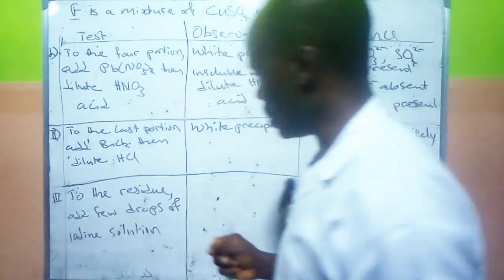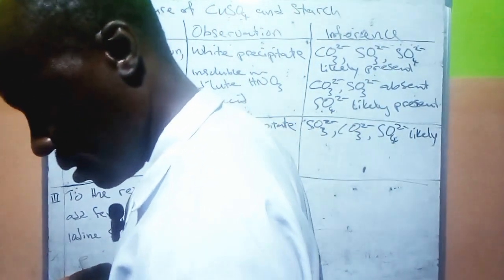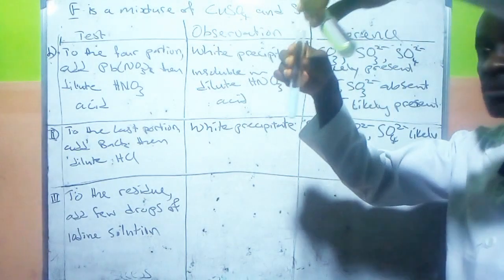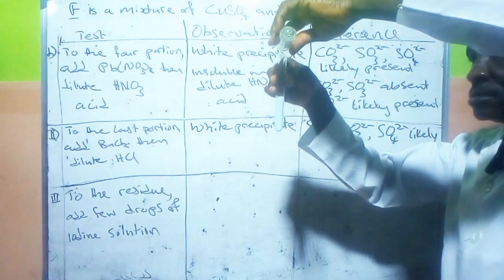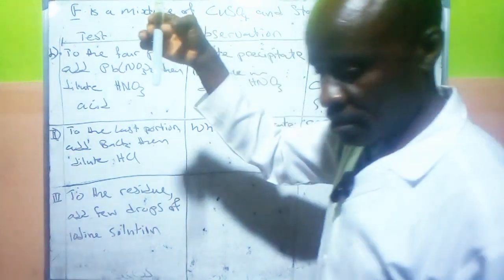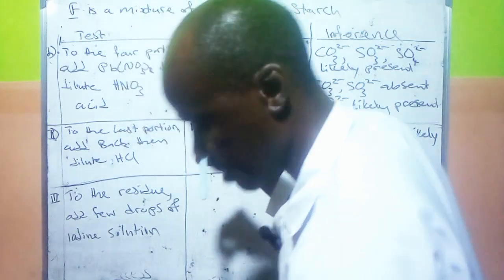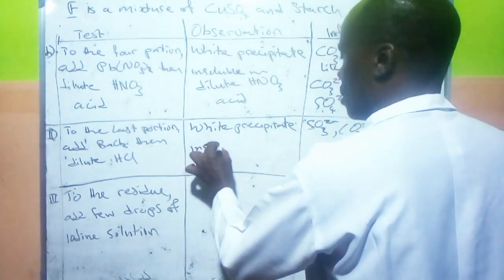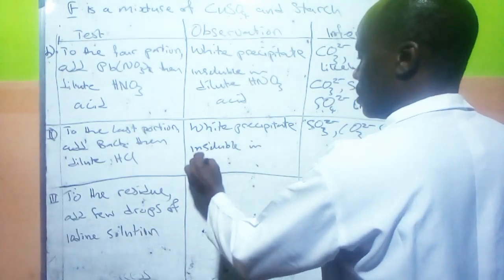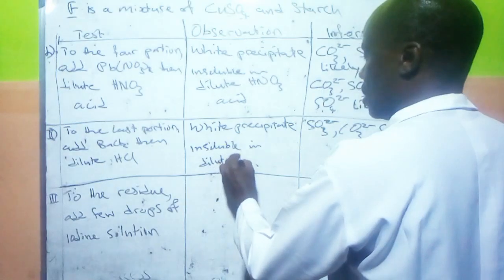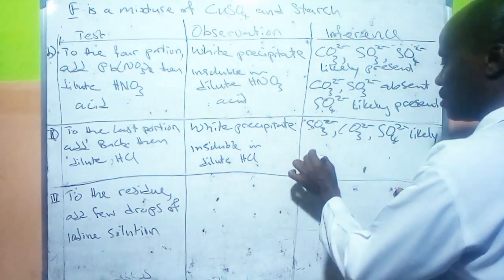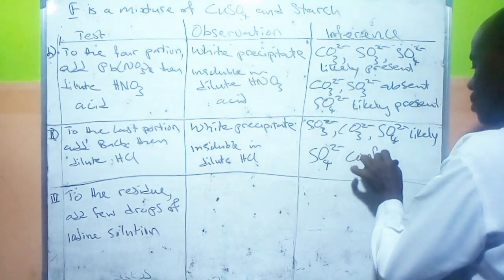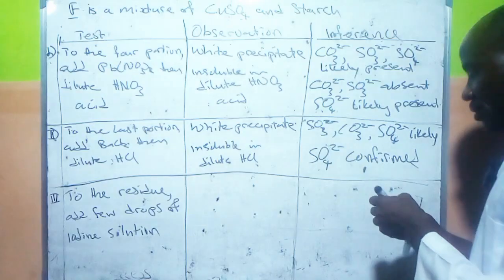So let's see what will happen. The next one says then dilute hydrochloric acid. We add dilute hydrochloric acid to it. So let's see what we will get. The precipitate is still insoluble. For the fact that the precipitate is insoluble in dilute HCl, it means that tetraoxosulphate 6 ion is confirmed.